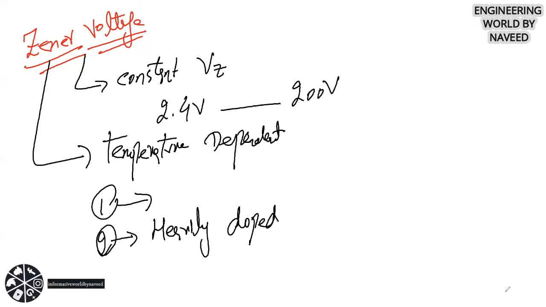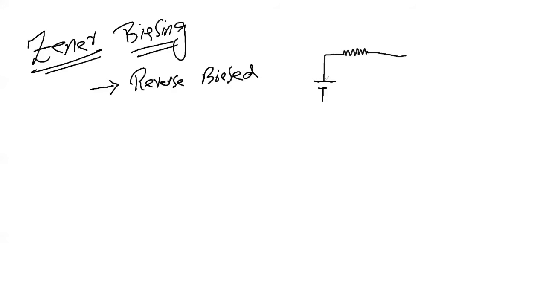Now let's discuss the Zener biasing. For proper working of a Zener diode in any circuit, you should remember the following points. The first one is that you should connect it in reverse bias. Like if this is the voltage, this will be the series resistance, and here you will connect the Zener diode in reverse bias. This will be the N side, this will be the P side, connected to the negative side.